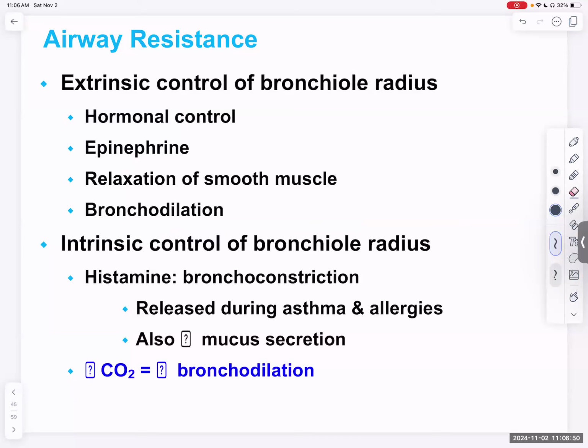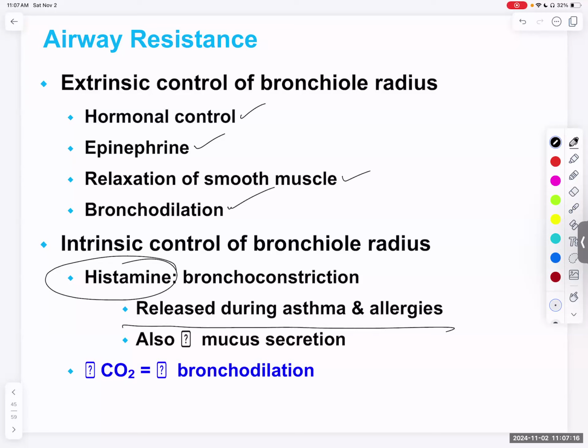So external control of bronchial radius, we have hormones that control this. Neurohormones like epinephrine, or just not activating the smooth muscle for bronchodilation. There's local factors. Histamines can bronchoconstrict, so that's why we take antihistamines to bronchodilate or stop the constriction. Right, so we have histamines released during asthma or allergic reactions.